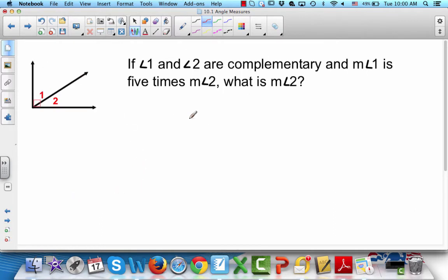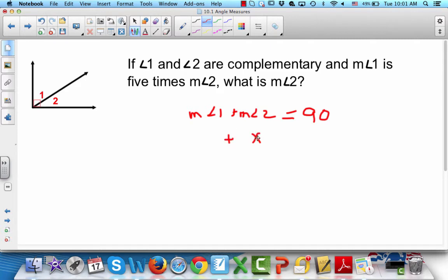Good? All right. If angle 1 and angle 2 are complementary, and the measure of angle 1 is 5 times the measure of angle 2, what is the measure of angle 2? Oh my goodness gracious, it sounds like a word problem. We've got angle 1 and we've got angle 2. Let's break it down. They're complementary. That means they add up to 90 degrees. So measure of angle 1 plus the measure of angle 2 equals 90 degrees. So what is angle 1? It's 5 times angle 2. What's angle 2? We don't know. So if we don't know, we put x.